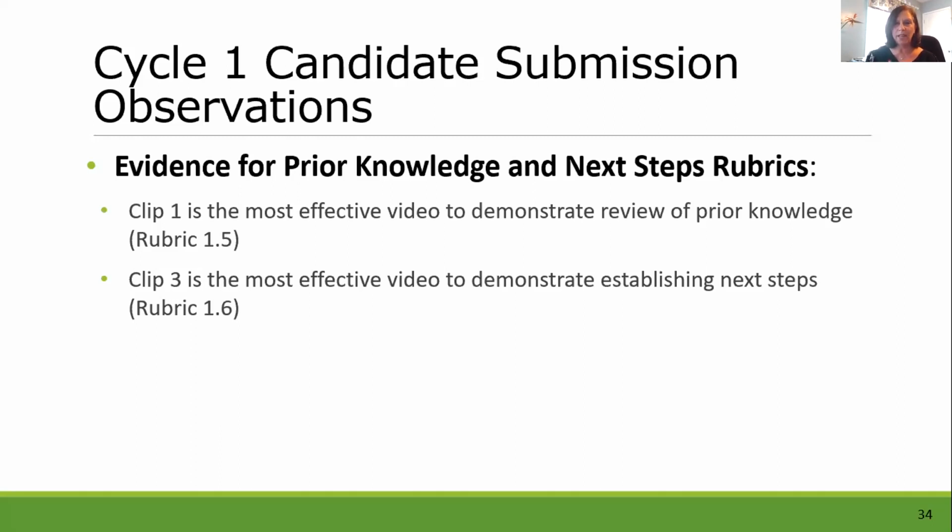Candidates need support in understanding that they need to be clear about the content that was taught before the lesson they're showing us, and then what content will be taught next. We're not sure why candidates are struggling with these two requests, but they are significantly struggling to tell us what was taught prior to the lesson and what content will be taught as the next lesson following the lesson we see in cycle 1.